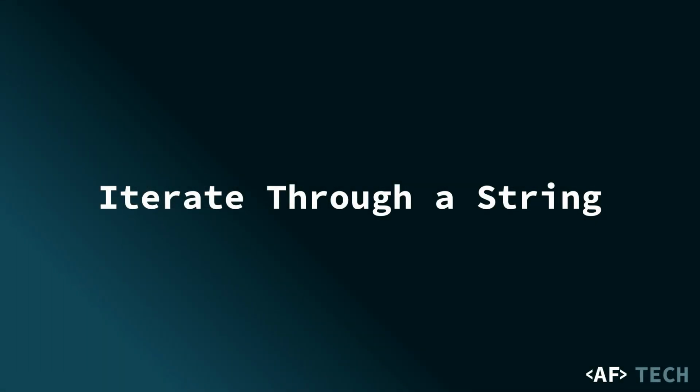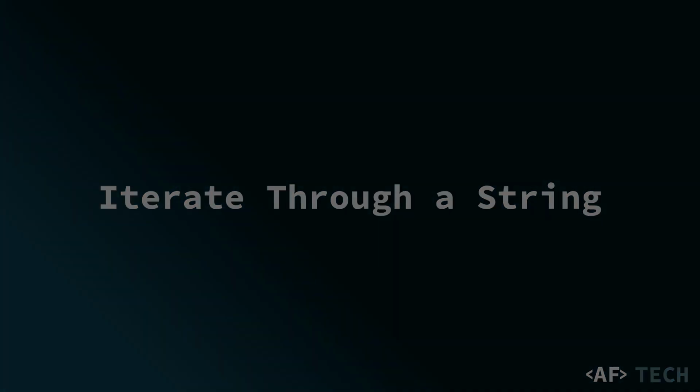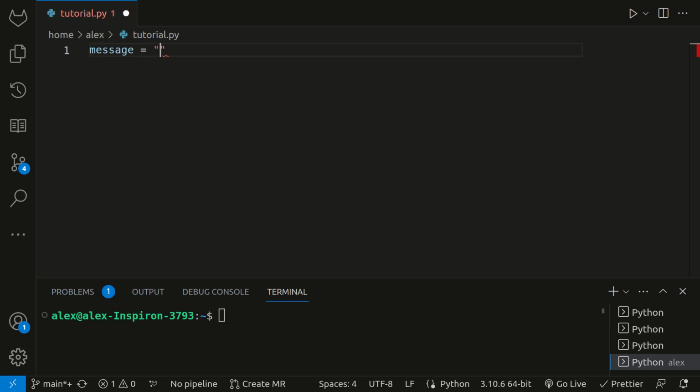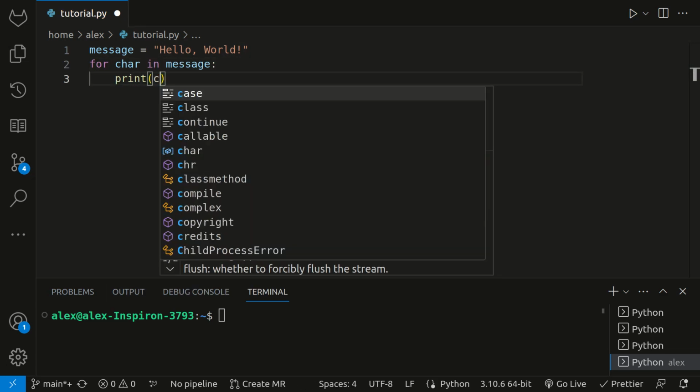For loops aren't limited to lists. We can use them with other data types, including strings. We can also use them with other data types that we will learn later in the course, like dictionaries and tuples. Let's explore how to iterate over characters in a string. So our message will equal hello world, and for every character in message, we will print char.